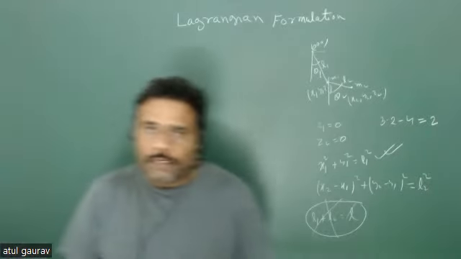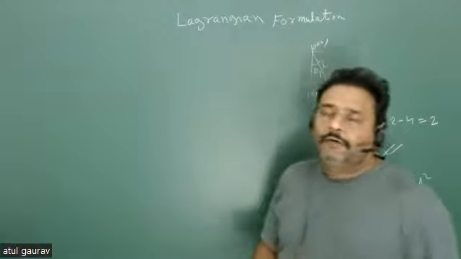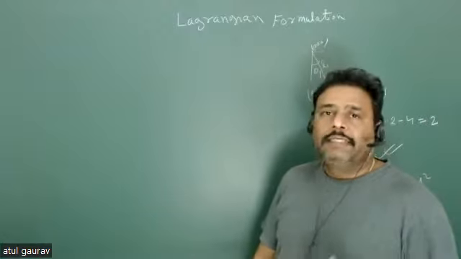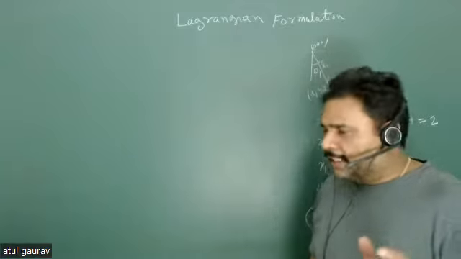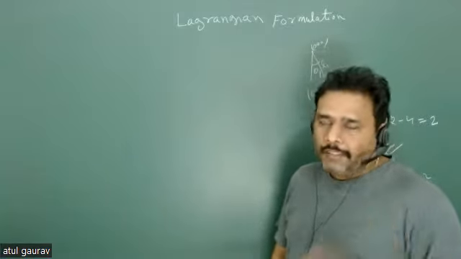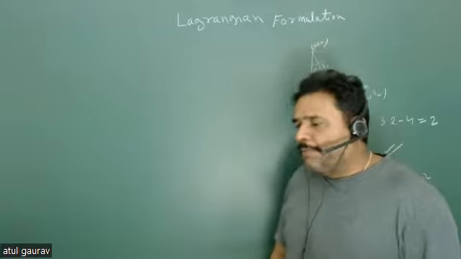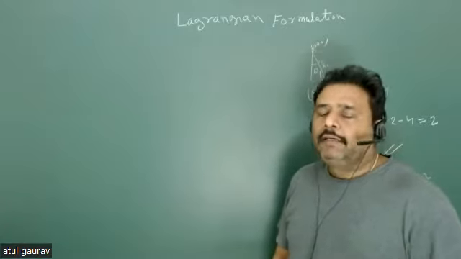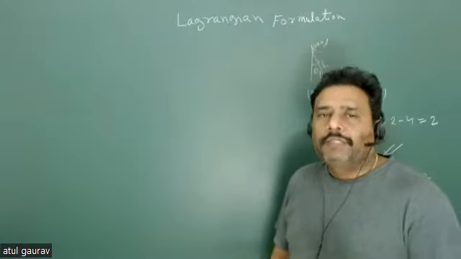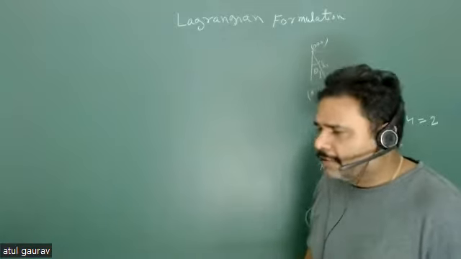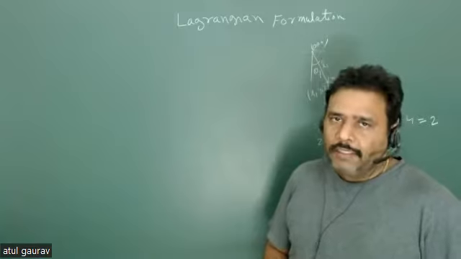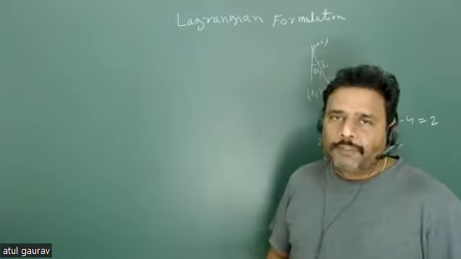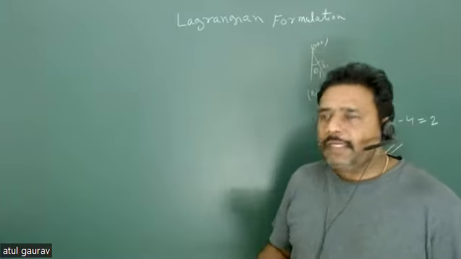Okay. So what we will do, we will first go for generalized coordinate and generalized velocity. And then we will try to learn a little bit of calculus of variation, which is actually the backbone of your classical mechanics. That is basically the mathematical backbone of your classical mechanics. And then we will go for Hamilton's principle. And once we do Hamilton's principle, we will try to formulate the Lagrangian.